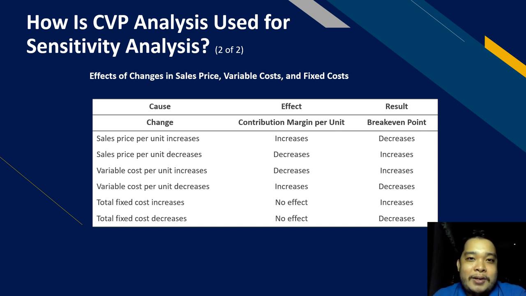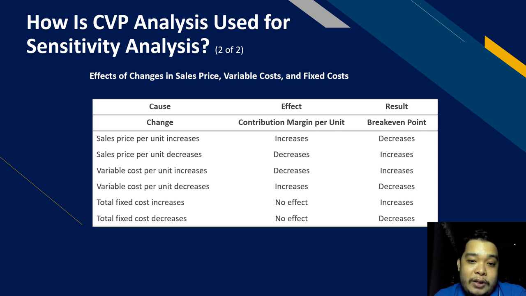So I guess the point is, at the end of the day, all business decisions affect costs, and therefore, the CVP analysis gives you a framework to determine what is the impact to break-even point of these business decisions. Okay, so if you look at this table, a sales price increase or a variable cost decrease will increase the contribution margin, right? And therefore, increasing contribution margin will reduce the break-even point. On the other hand, reducing sales price and increasing variable cost will decrease the contribution margin, right? And because of that, the break-even point will have to increase because you have to sell more to recover the same amount of fixed cost.